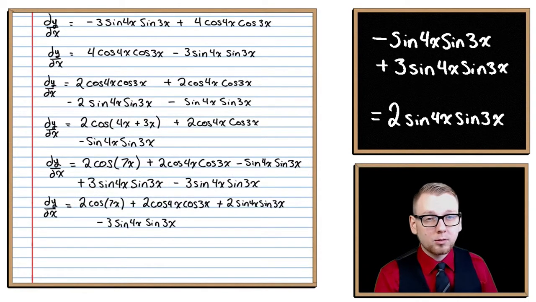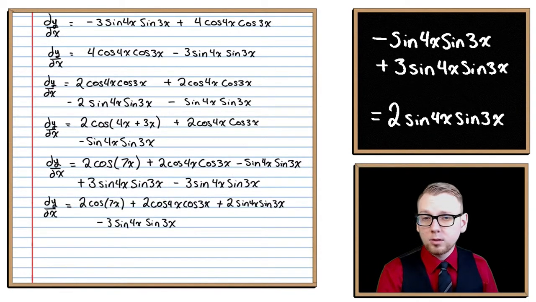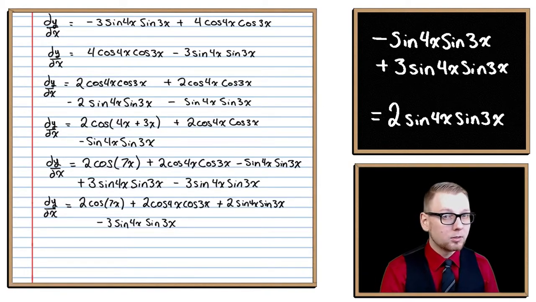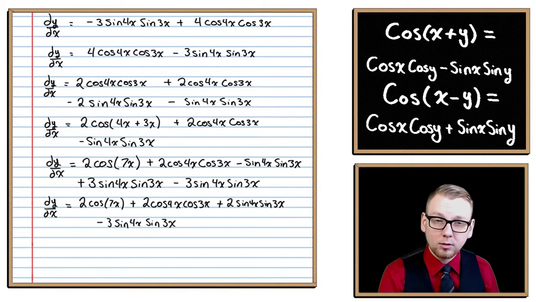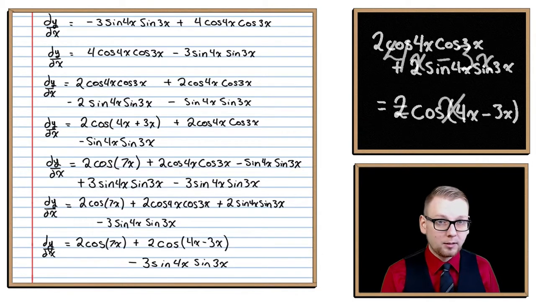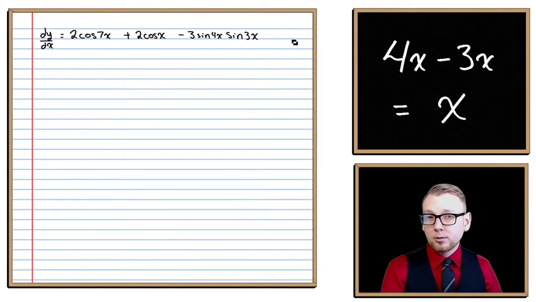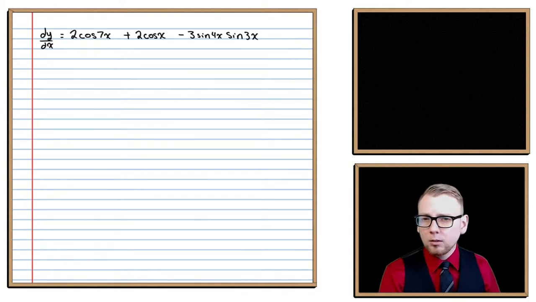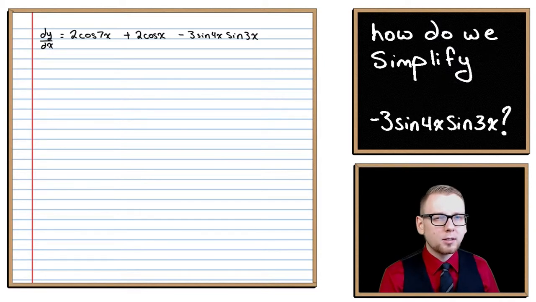When we add those two together, we get the 2 sine 4x sine 3x, which goes along with the other 2 of the cosine 4x cosine 3x. So let's add those together, again, using our formulas. We'll get 2 of cosine of 4x minus 3x. 4x minus 3x is just 1x, so we're left with 2 cosine of x. Now we have this minus 3 sine 4x sine 3x that we have to get rid of.